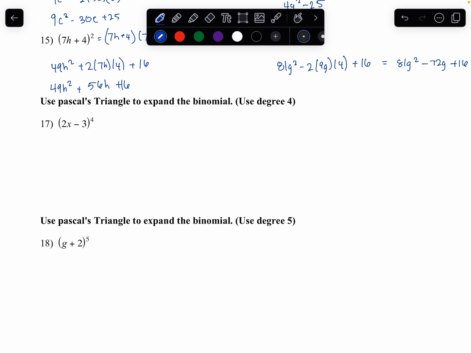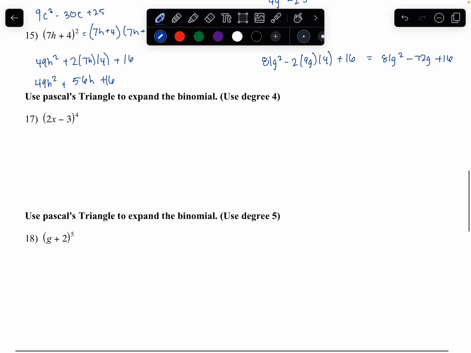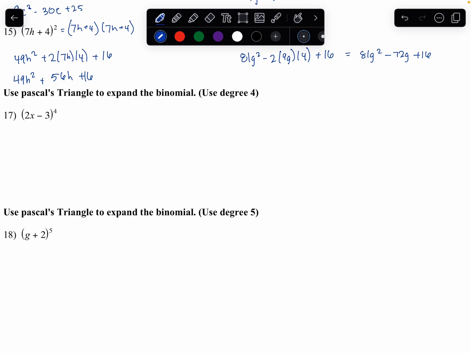So we have 2x minus 3 to the 4th. So I'm going to think about Pascal's triangle. This is good. I get to prove to you guys that if you remember the patterns, the patterns can help you remember everything. So 1, 1, 1, 1, 2, 1, 1, 3, 3, 1, 1, 4, 6, 4, 1. So this would be degree 0, 1, 2, 3, 4. Perfect. So this is what I want.